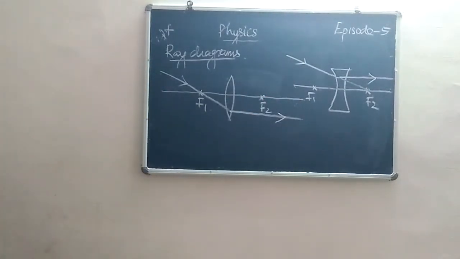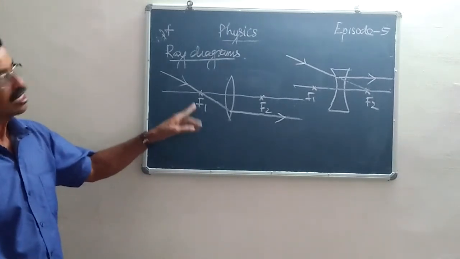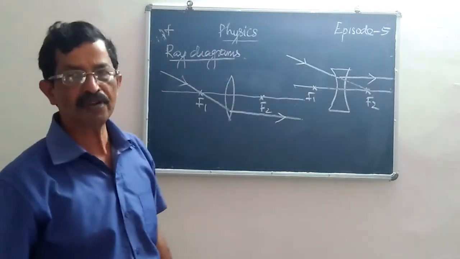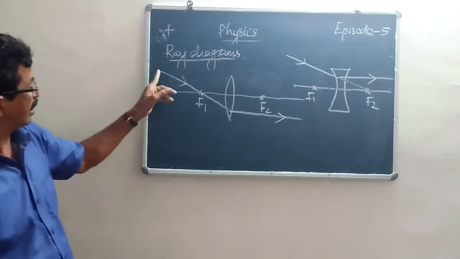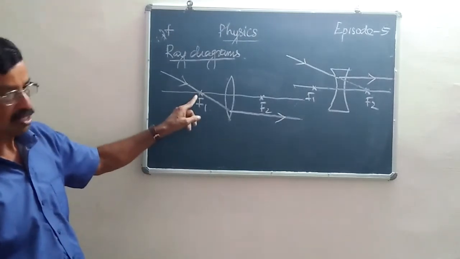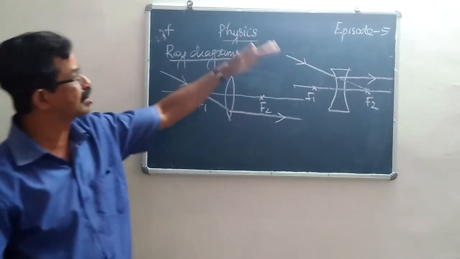What are the things, sir? One, a ray parallel to a principal axis, after refraction passes through principal focus. Second, a ray incident on the lens through focus, after refraction becomes parallel. That happens in both cases.